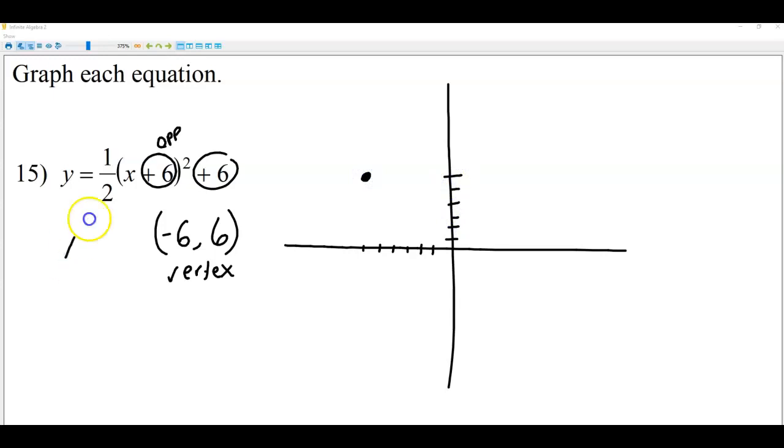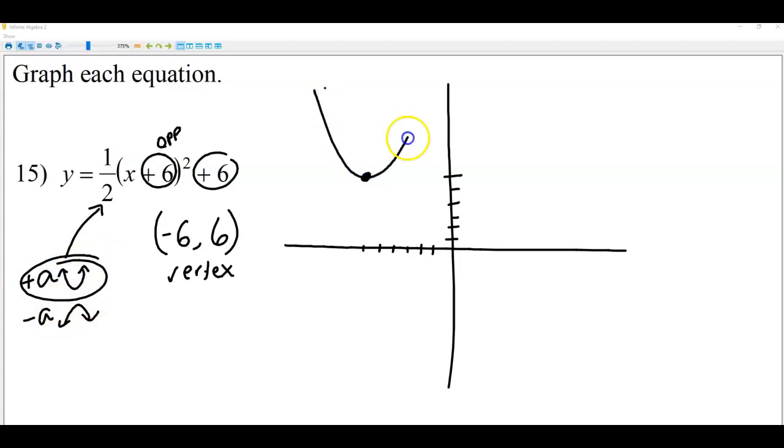The next thing we're going to do is look at our a. If the a value is positive, you have a happy face parabola, and if it's negative, you have a sad face. Well, in this case, my a is positive, so I have a happy face, so my parabola would look something like that. And that's it for that one. Kind of nice.